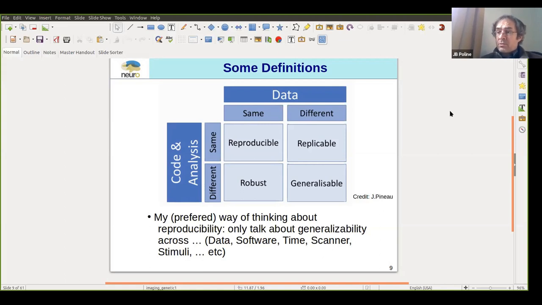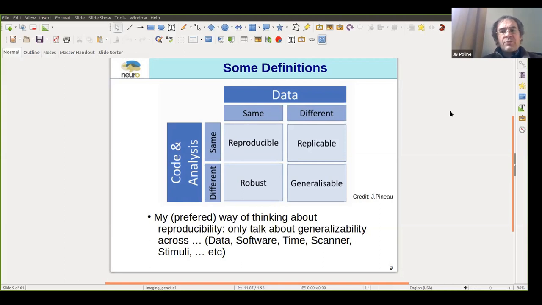If you want to make sure that if you're using another scanner, you'll find the same result, you're generalizing on the set of scanners maybe. Or if you want to make sure that your type of result holds with time, then you're generalizing with the longitudinal aspect, and so on and so on.